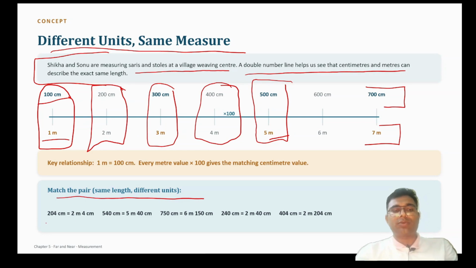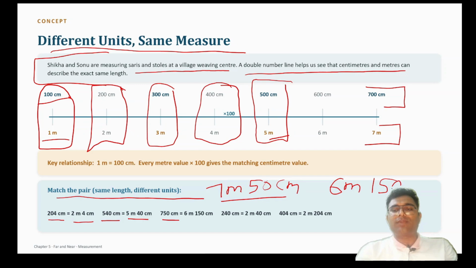I have already solved this. For example, you can see 204 centimeter, it will be equal to 2 meter and 4 centimeter. 540 centimeter will be equal to 5 meter 40 centimeter. 750 centimeter should be equal to 7 meter and 50 centimeter, but this is not given in the option. Instead, what is given there? 6 meter and 150 centimeter. So actually they both are equal.